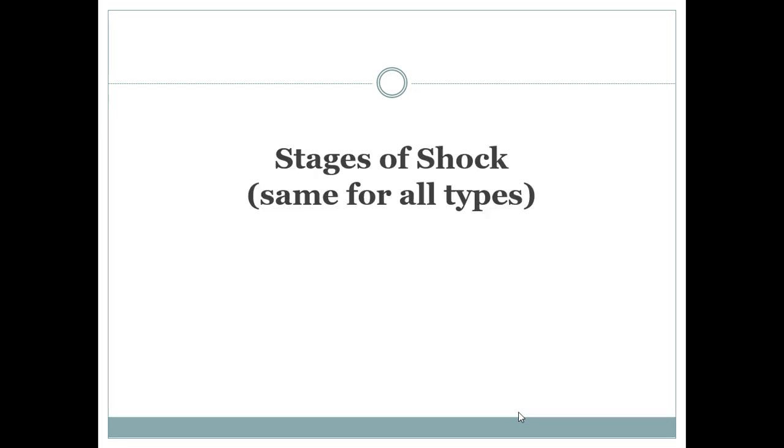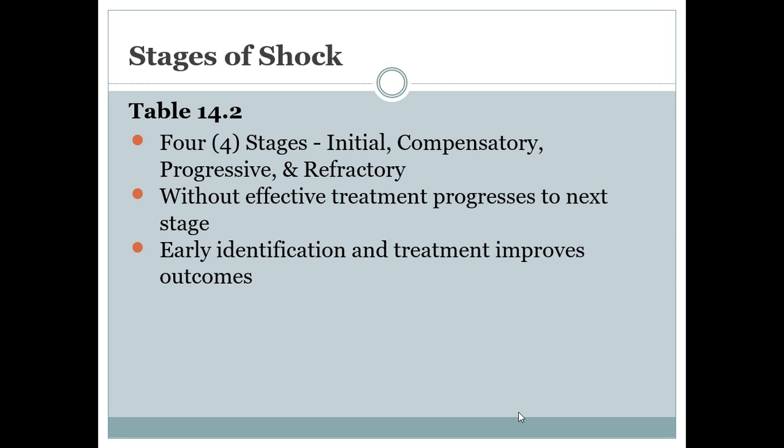Okay, stages of shock. So just remember, all of the stages of shock are going to be the same for all types. So make sure you look at table 14.2 in your book, on page 259. So the 4 stages are initial, compensatory, progressive, and refractory. Without treatment, patients will progress to the next stage. Early identification and treatment is the key to improving patient outcomes. Remember that early identification and treatment is so important with these patients.